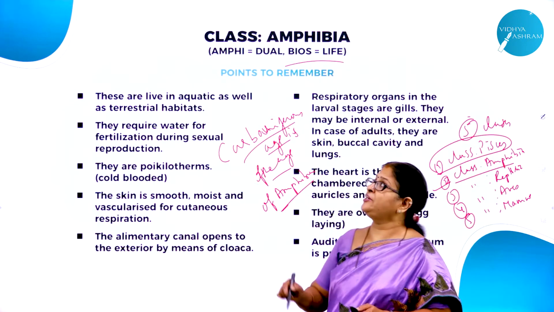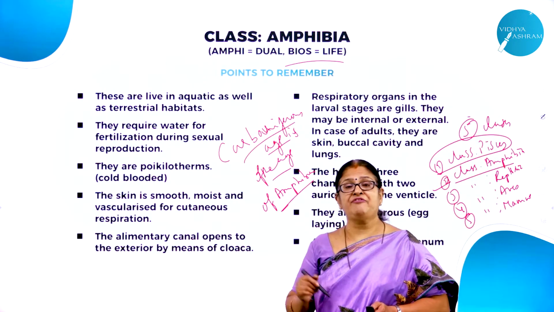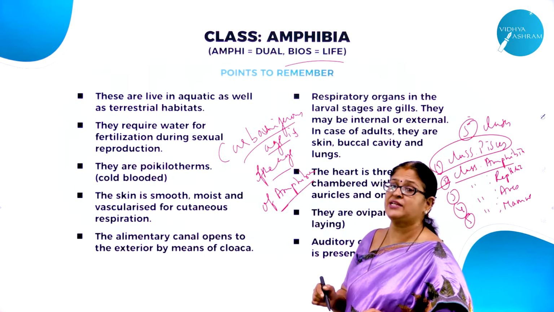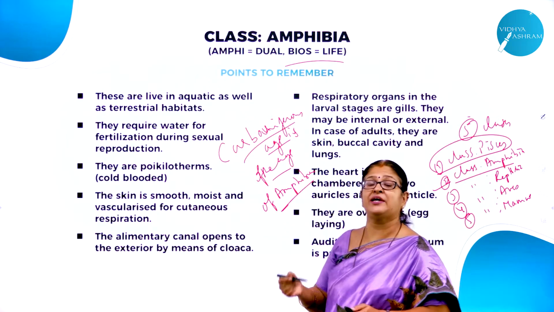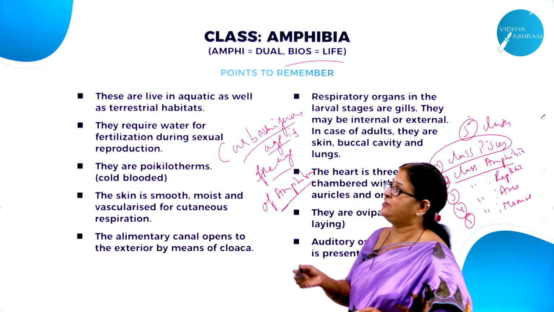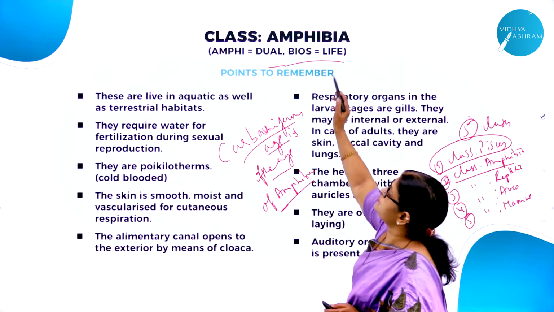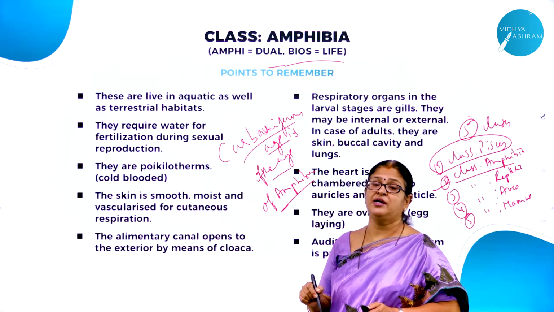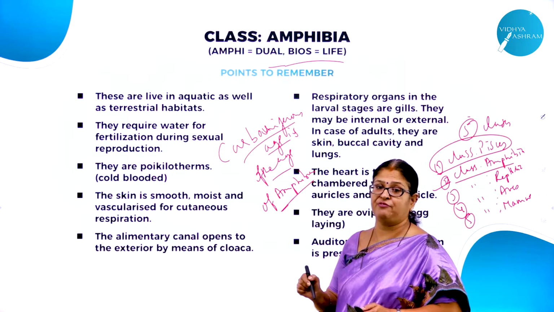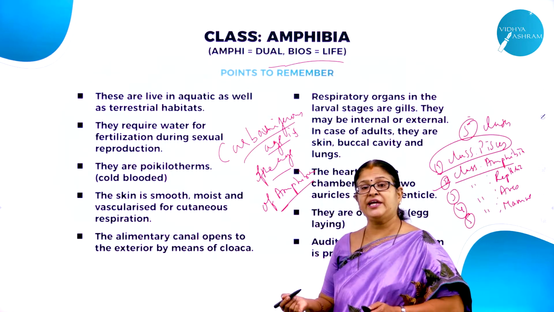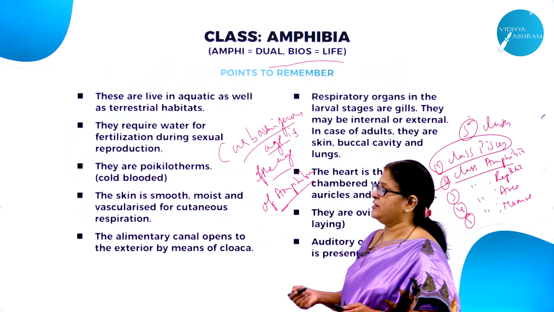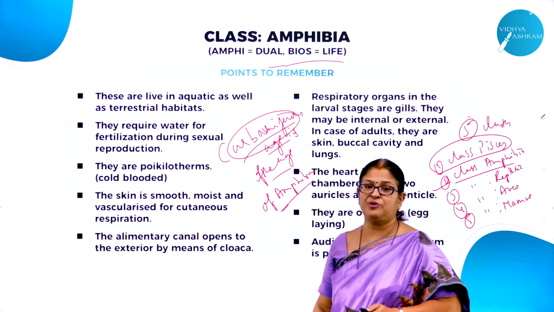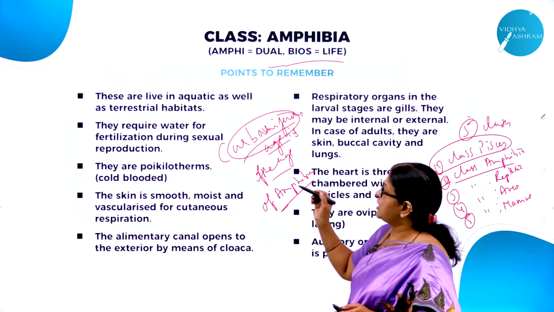What is so special about these amphibians? These amphibians have the capacity to live both on land as well as in water, hence the name Amphibia. What do you mean by they are able to lead double life, dual life? Amphi means what? Dual. Bios means what? Life. So the animals belonging to this class called Amphibia can lead a double life. What is that double life? It can live in water as well as on land. Hence the name Amphibia.